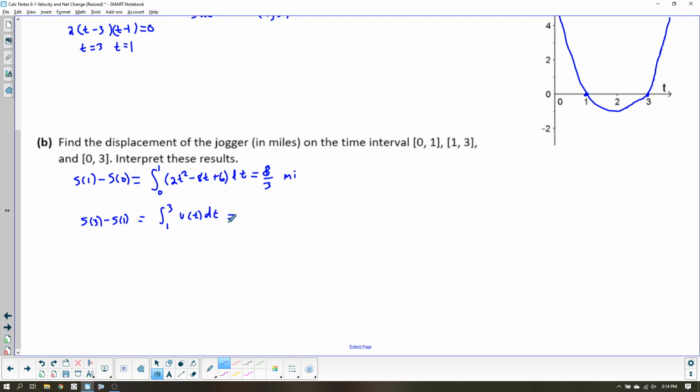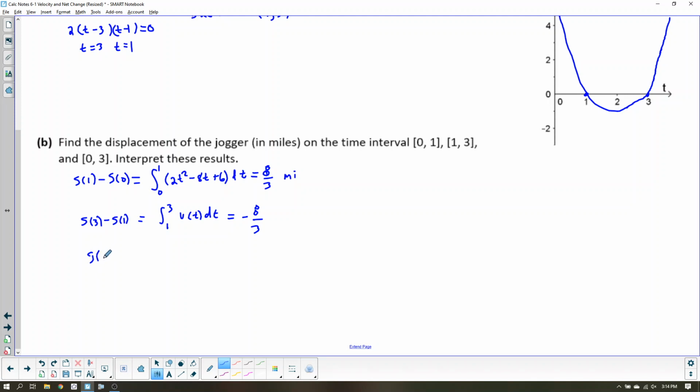And for that one, that is the area here, which comes out as a negative number, and it comes out as negative 8/3. Now, without even doing the math, the last one, we want the displacement on the interval from 0 to 3. And we can see the area above was equal to the area below, so we know that that is going to come out to 0.